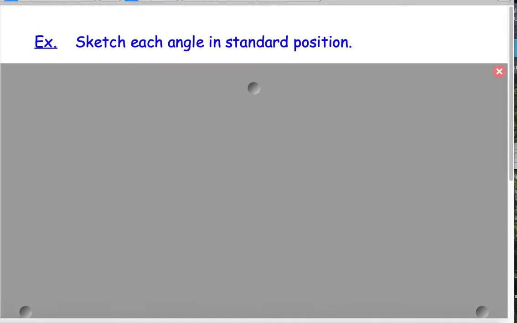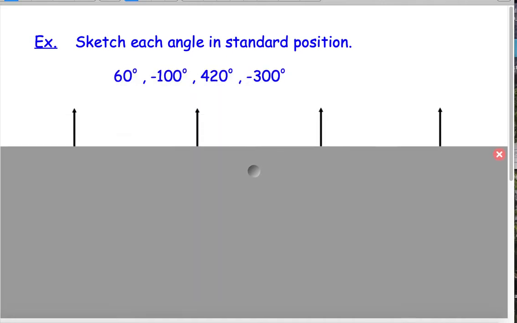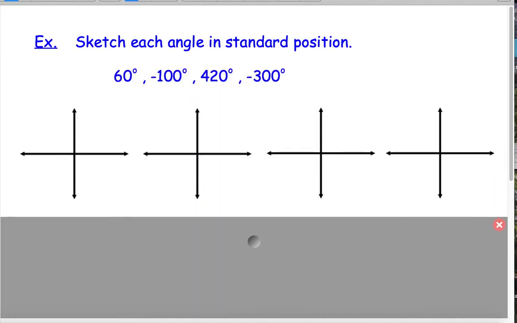All right, one last idea talks about angles in standard position, so putting them on the coordinate plane, and coterminal angles. So what if I asked you to sketch each angle in standard position? 60 degrees, negative 100 degrees, 420 degrees, and negative 300 degrees. In geometry, we didn't talk about negative angles, or angles actually that were more than 180. So how do we sketch these?